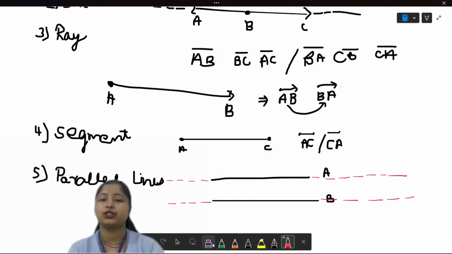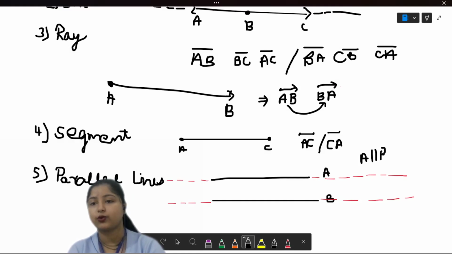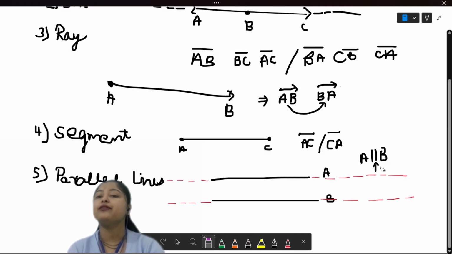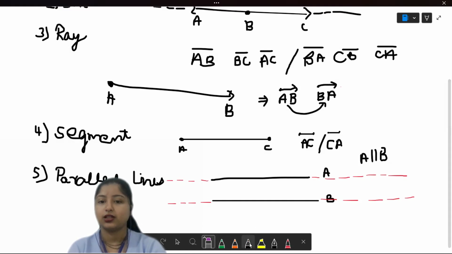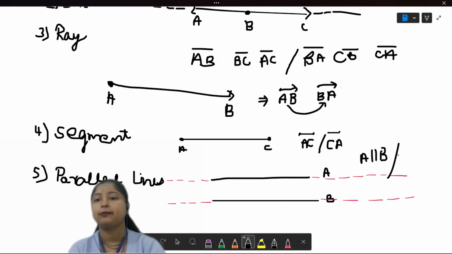There is no point at which you can see that they are meeting each other. So parallel lines, you say, do not meet. They never meet each other. That's a parallel line. Now, to represent a parallel line, we write A parallel to B. The parallel is shown with the help of these two lines in the center. A is parallel to B. They never ever meet each other. Or you can also write B is parallel to A.